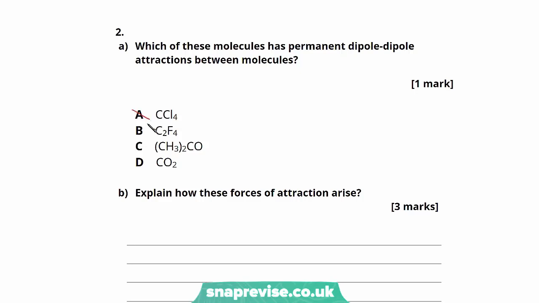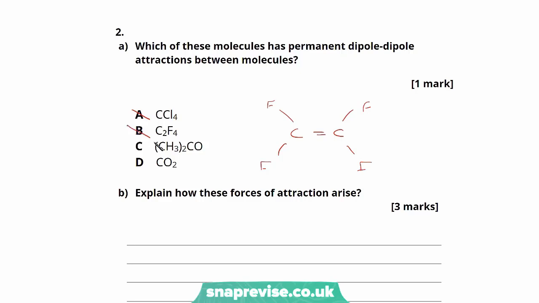We know that C2F4, tetrafluoroethylene, will also have a symmetrical shape, as we have 2 carbons, which will be bonded as such, with 4 fluorine atoms, bonded here, here, here, and here.